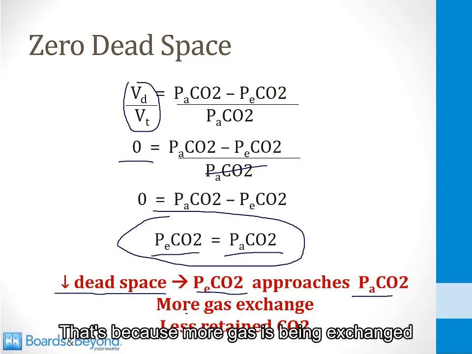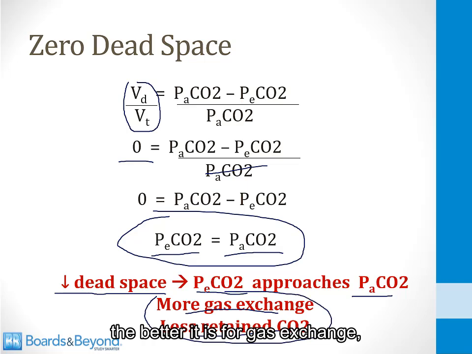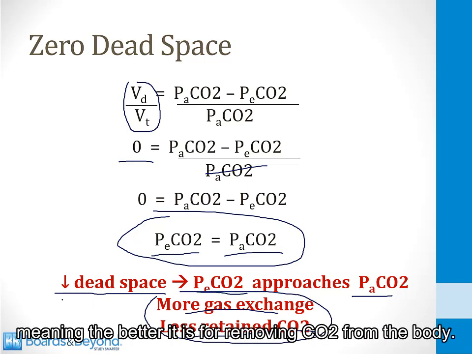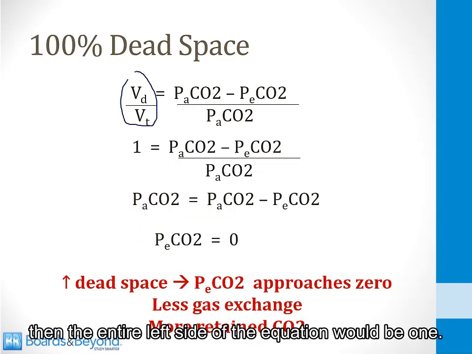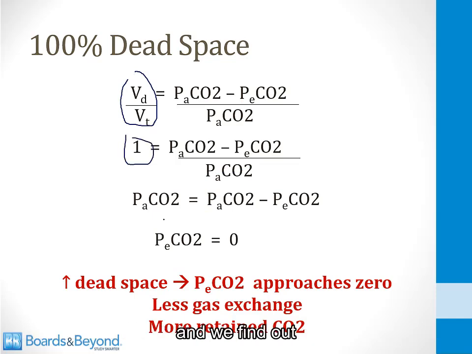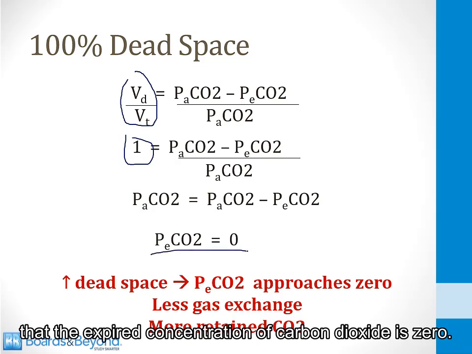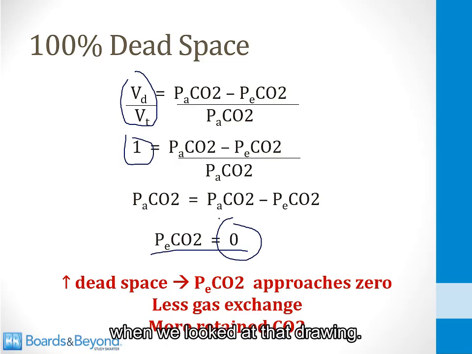That's because more gas is being exchanged and we're retaining less CO2. The less dead space you have, the better it is for gas exchange, meaning the better it is for removing CO2 from the body. If we had 100% dead space, then the entire left side of the equation would be 1. We can set this to 1 and solve the equation, and we find that the expired concentration of carbon dioxide is 0, exactly what I showed you 2 slides ago when we looked at that drawing.